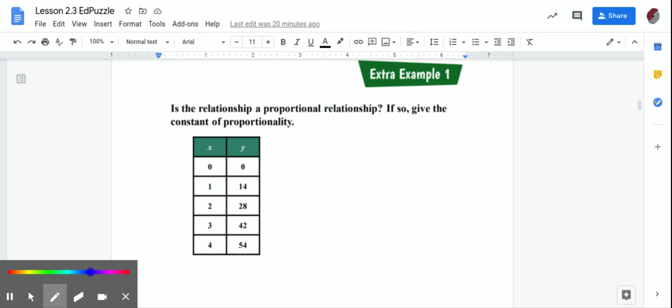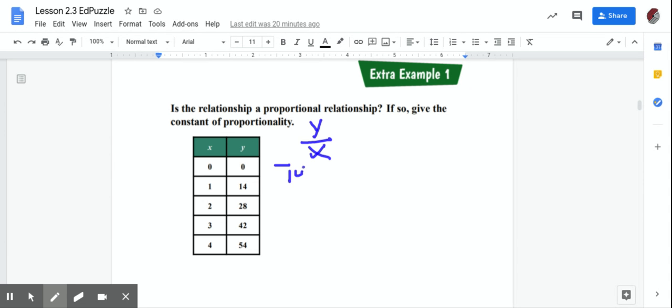Extra example 1. Is the relationship a proportional relationship? If so, give the constant of proportionality. So immediately we identify that we go through the point 0, 0, which is a good thing. And we use the same process as we did on the last one, where we write the y value over the x value. So I look at my table and I see my y value is 14, and my x value is 1. And so 14 over 1 is how I write this as a ratio, and that would be equal to 14.